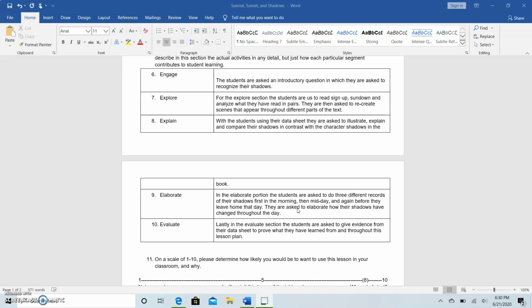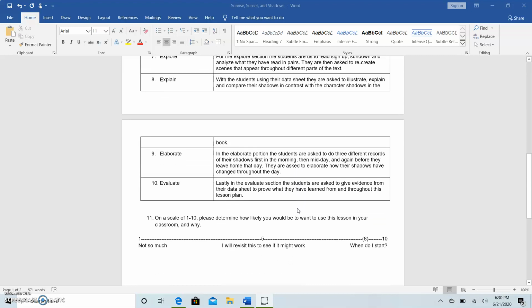As far as Evaluate, I put that they are able to grab their data and all of their evidence to prove what they have learned throughout the whole activity. So again, comparing their shadows to their classmates' shadows and finding out what the results were for everybody at different parts of the day. On a scale from 1 to 10, I would give this lesson an 8.